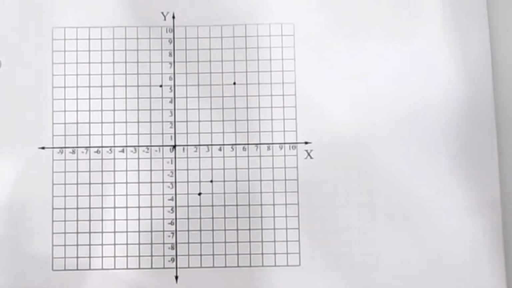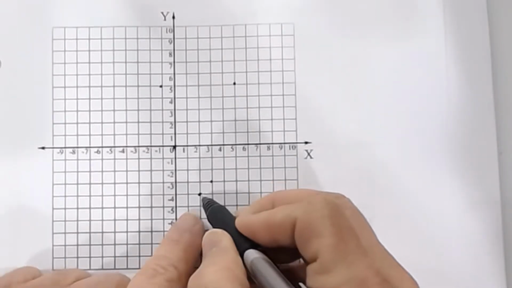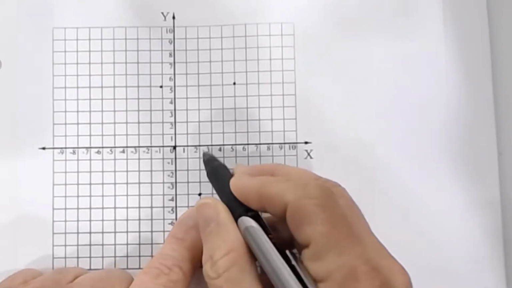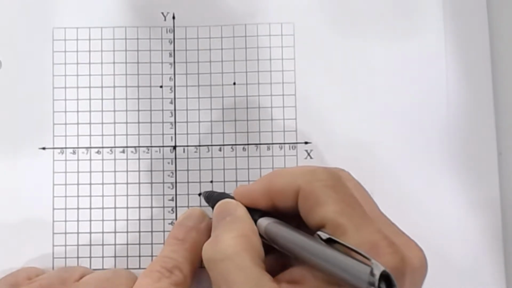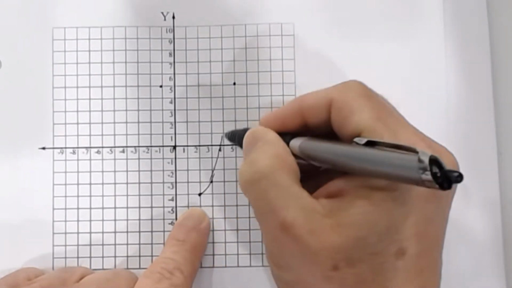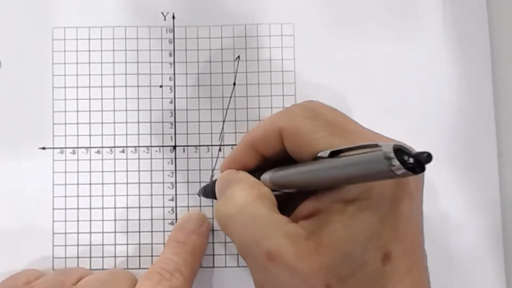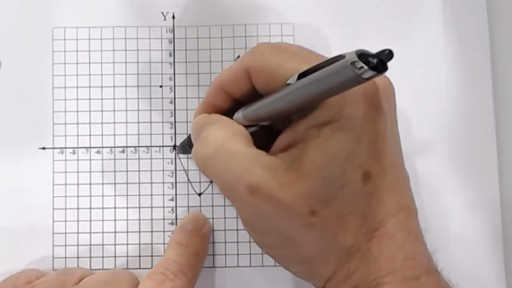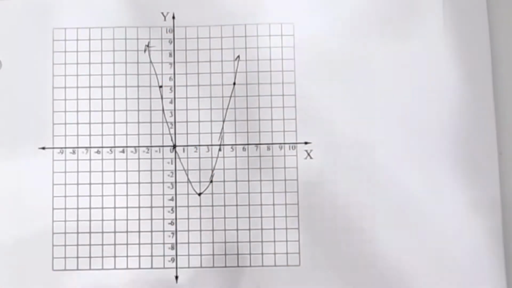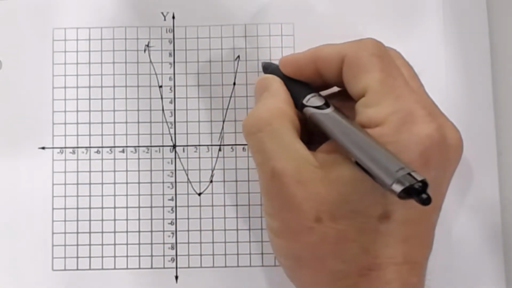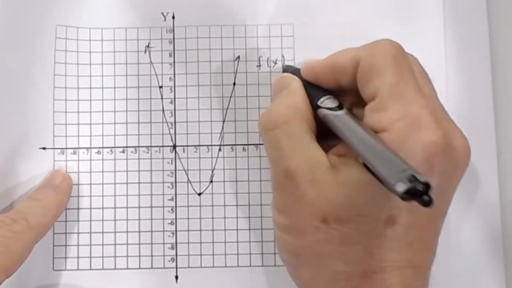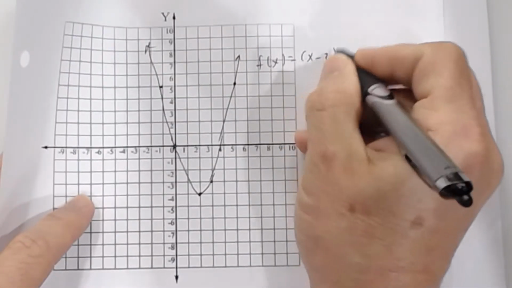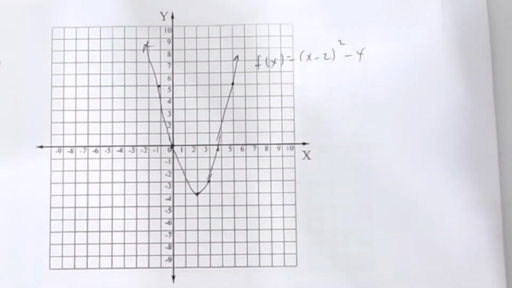You have enough points there to where you can draw the parabola. So this point right here, 2, negative 4, what point is that? That's the vertex. So you get something that looks like this. All right, so that is the graph of f of x equals x minus 2 squared minus 4. So that's a vertex.